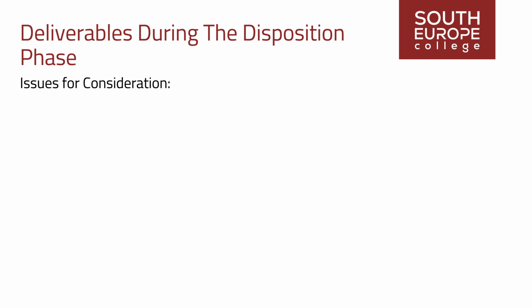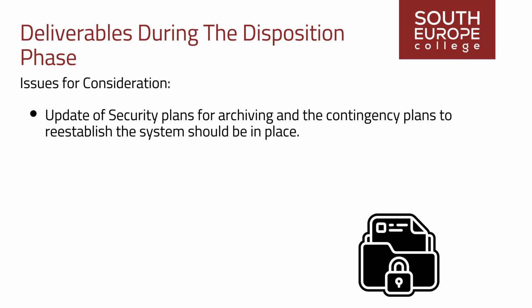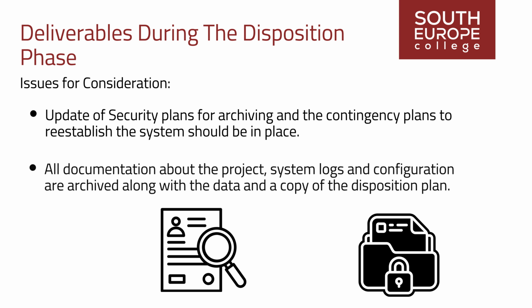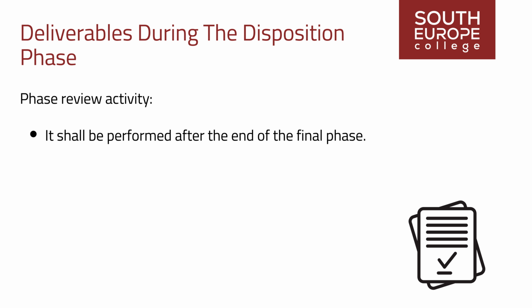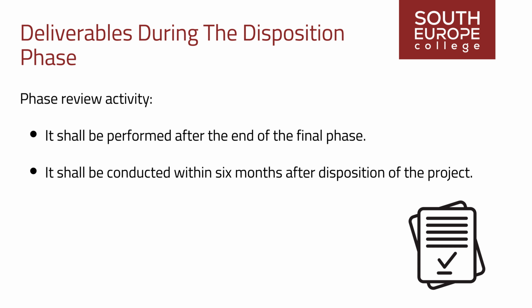Issues for consideration. An update of security plans for archiving and the contingency plans to re-establish the system should be in place. All documentation about the project, system logs, and configuration are archived along with the data and a copy of the disposition plan. Phase review activity. The post-termination review shall be performed after the end of the final phase. The review shall be conducted within 6 months after disposition of the project.